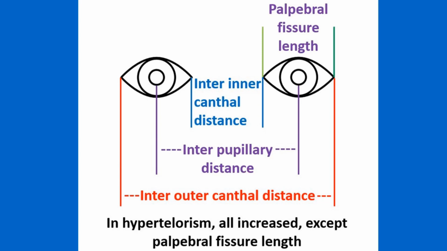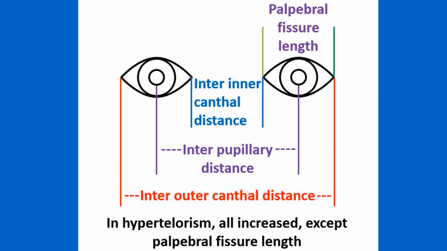Hypertelorism and epicanthic folds are noted in Down syndrome. Cataract is seen in congenital rubella syndrome with patent ductus arteriosus and peripheral pulmonary stenosis as associations.